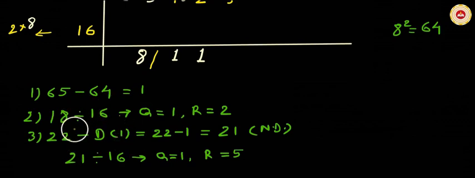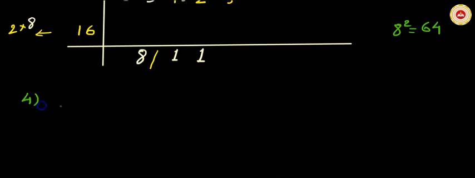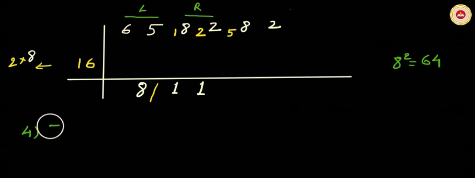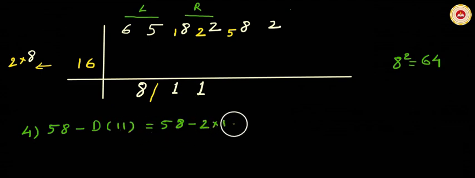I am going to clean it now. Okay. Step 4: Gross dividend 58 minus duplex of 11. Okay, two quotient digits, which is equal to 58 minus 2 times the product of these two digits, which is equal to 58 minus 2 is 56, which is our net dividend.